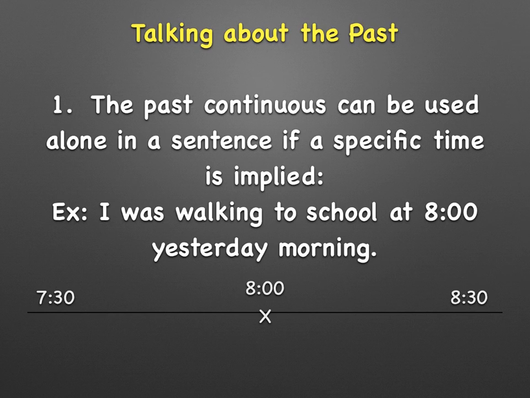Now, we'll be talking about when and how to use the past continuous correctly. So, if the past continuous is used alone in a sentence, it means that a specific time will be implied. This will be important to remember. Example, I was walking to school at 8 yesterday morning.